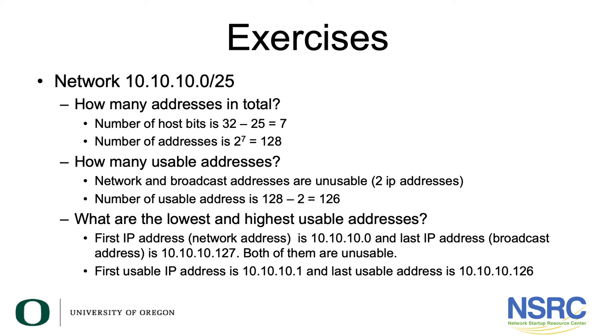What are the lowest and the highest usable addresses? Remember the first address, which is the network address, will be 10.10.10.0. And the last IP address, which is the broadcast address, will be 10.10.10.127. Both of them are unusable. So the first usable IP address will be 10.10.10.1, and the last usable IP address will be 10.10.10.126.